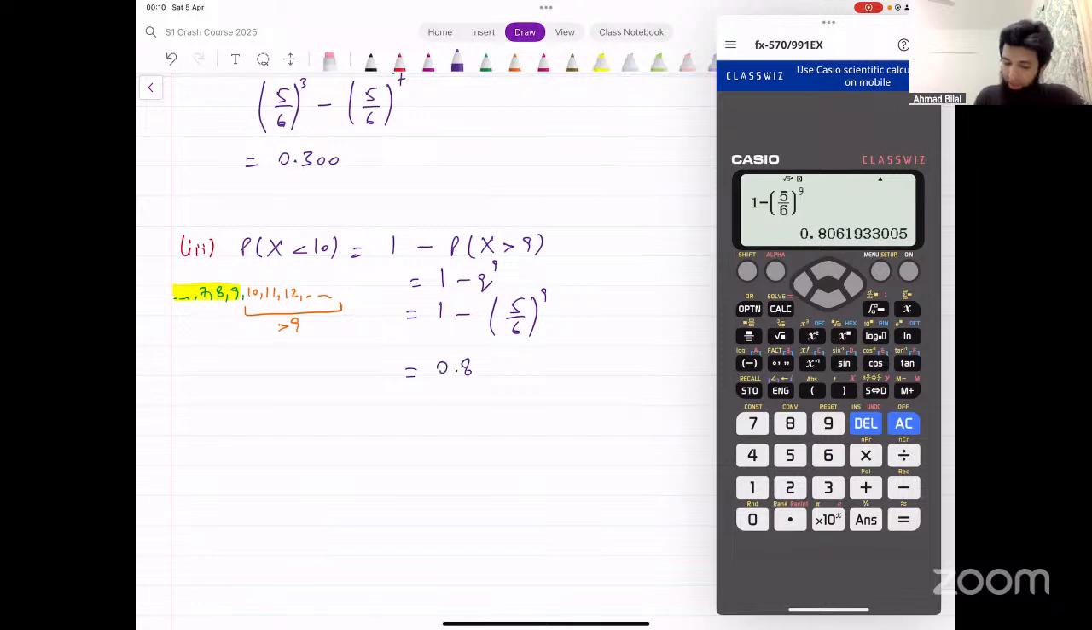That's 0.806. Okay, that's the probability that we get.